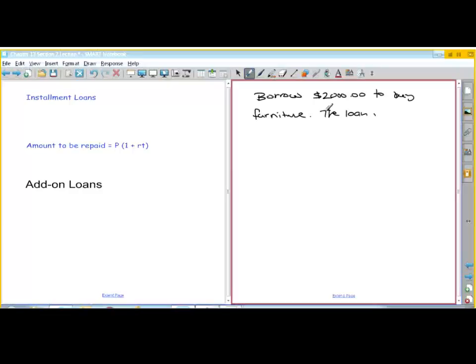The loan is 4% interest, and the term of the loan is 3 years. And the question is, what is the monthly payment?